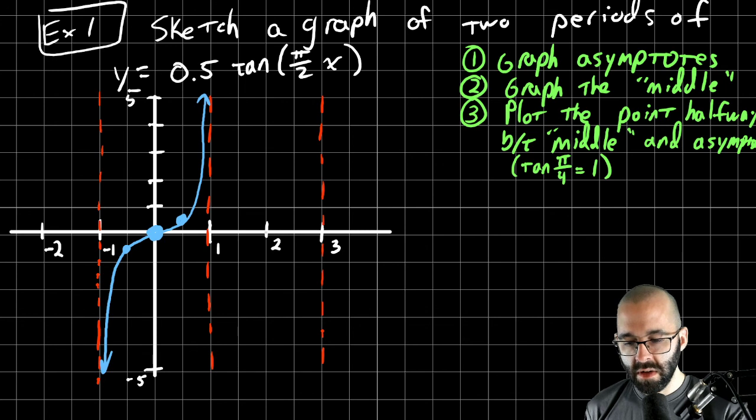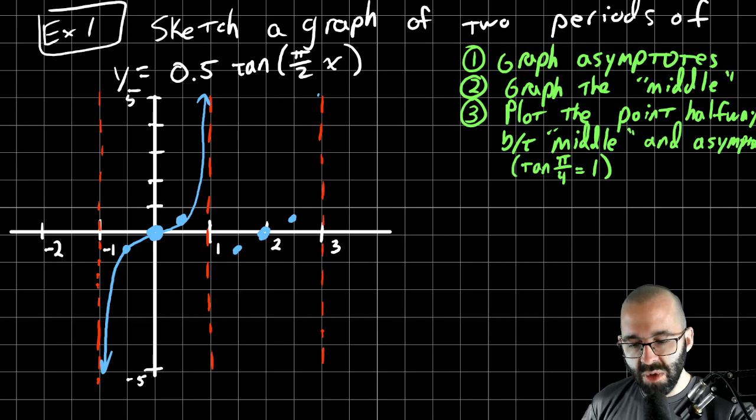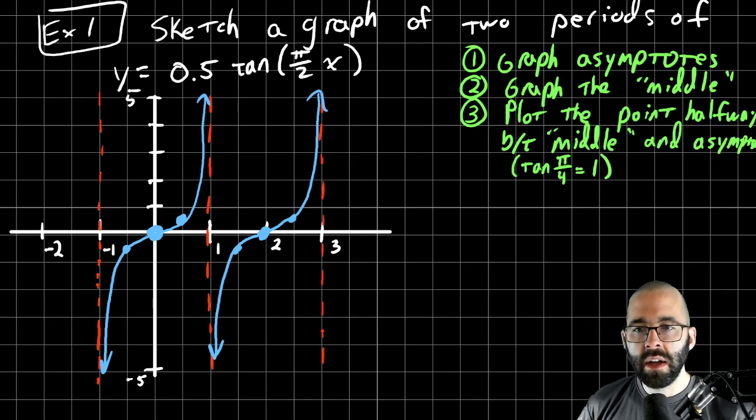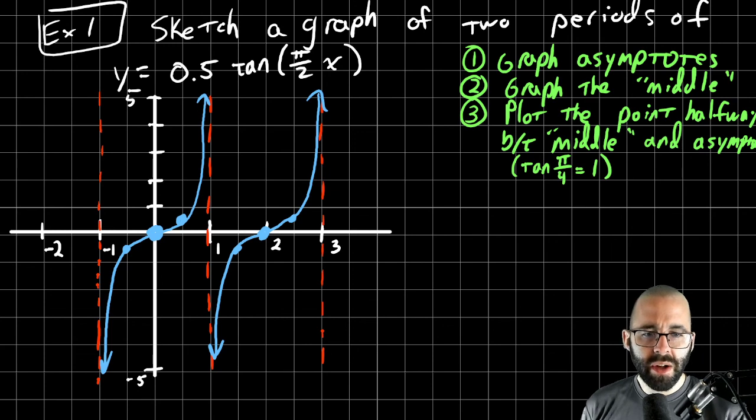Like so. And then we just copy everything over. It's periodic. It does the same thing over again. Here's the new center. Here's that new point halfway between the asymptote and the center, the middle. And then you do the same thing. Like so. And these are the 3 things you want to include in a graph. We'll talk more about that in the next video, but for starting, that's where we're going to be. Okay, good luck, and let me know if you have any questions.